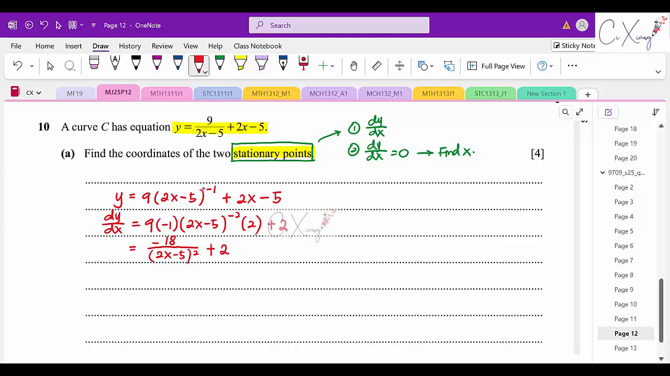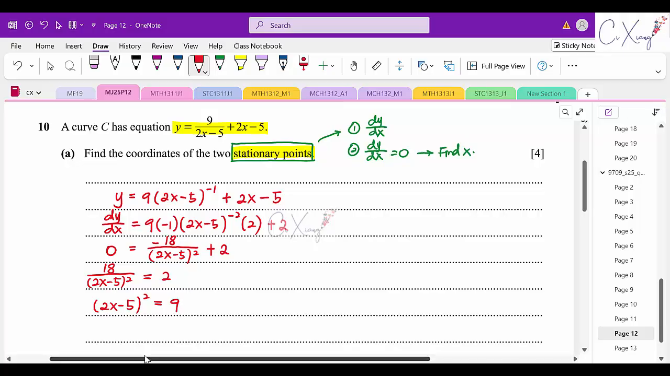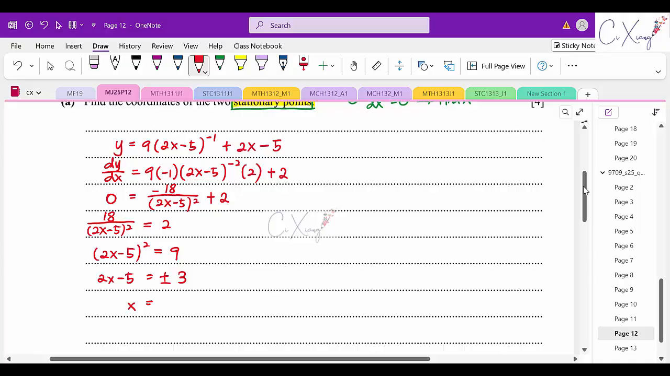Okay, to get the x coordinate for the stationary point, I need to let dy/dx equal to 0. When I let it equal to 0, then my equation will become something like this, yeah? 18 over (2x - 5) square equals to 2. And I feel like I want to continue and get the value for the x, right? So you try to group all the x one side, all the number to the other side. I'm having a 9. Then 2x minus 5 is equal to plus minus 3. Continue further, you'll be having x equals to 2 values. First value is (3 + 5) divided by 2. Another value will be (-3 + 5) divided by 2.